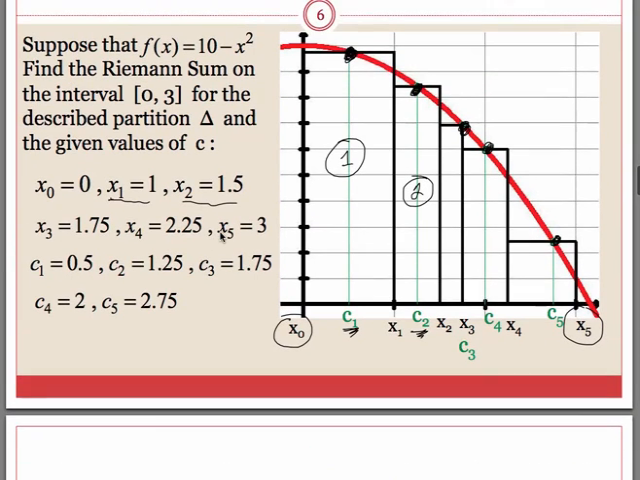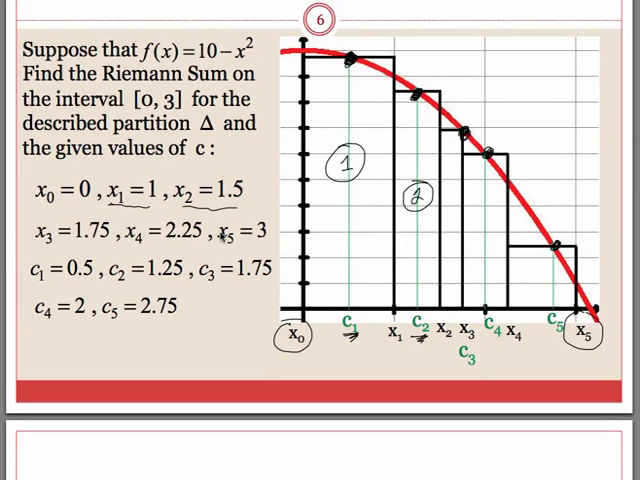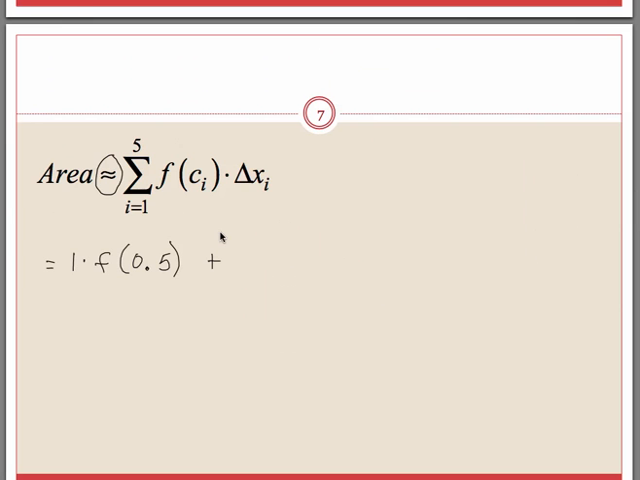Second rectangle goes from x1 to x2. So that has a width of 1/2. And the height of that rectangle we're going to get by substituting C2, which is equal to 1.25, into the function. So we have a width of 1/2 times the function value evaluated at 1.25. That's giving us the height of that second rectangle.